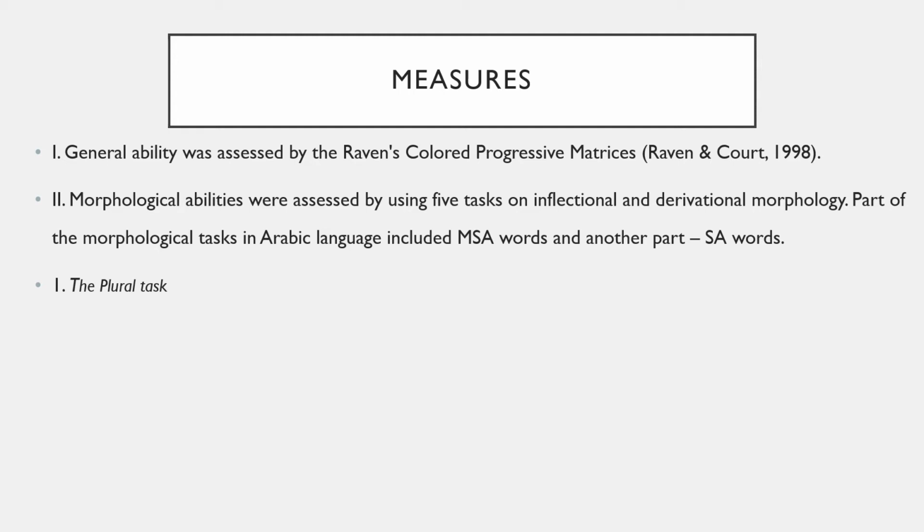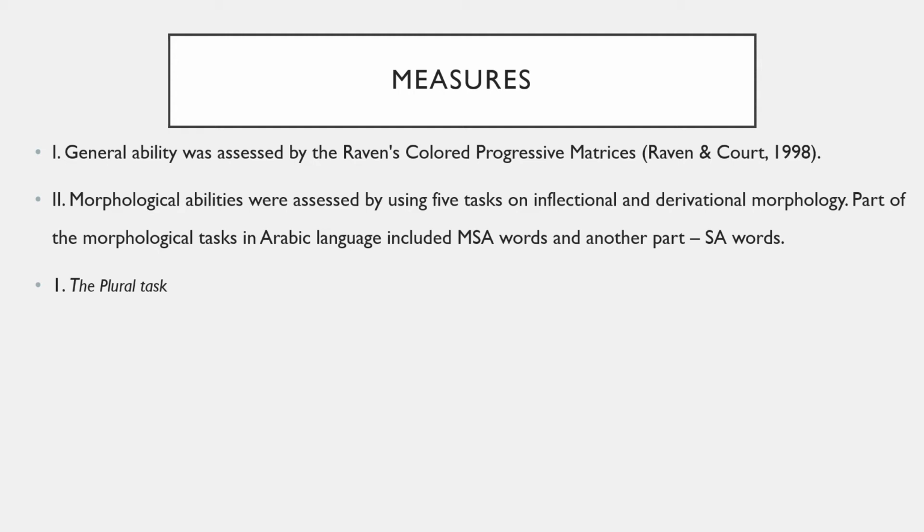The first morphological task was the plural task, and this was done to check the inflectional morphology, and this domain was chosen in particular because of its linear nature, both in Hebrew and Arabic, but also because inflectional plural noun morphology is acquired and developed very early.